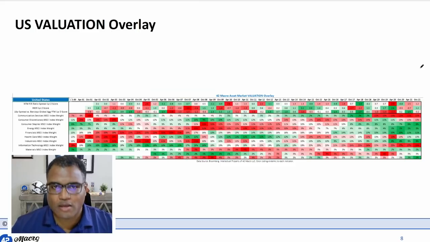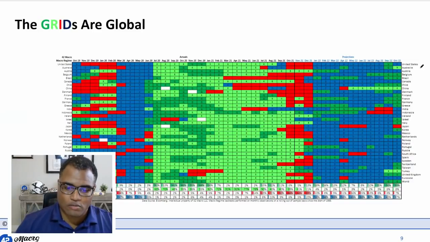But again, we certainly think the core features of the process do a much better job of forecasting trending asset market performance on a trending basis. Moving on to slide 9 here.